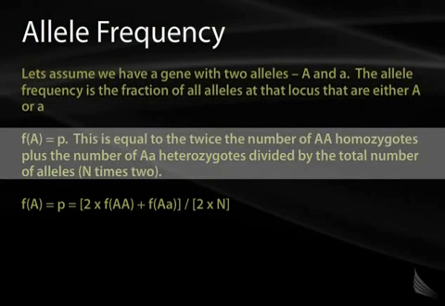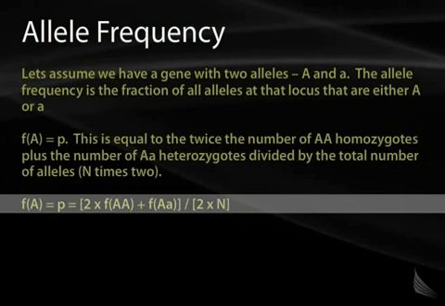So the frequency of the big A we'll call P. This is equal to twice the number of big A homozygotes plus the number of heterozygotes divided by the total number of alleles, which is N, the number in the population, times 2. So that's a lot of words. Let's look at the equation here and just get a bearing on what we're doing.